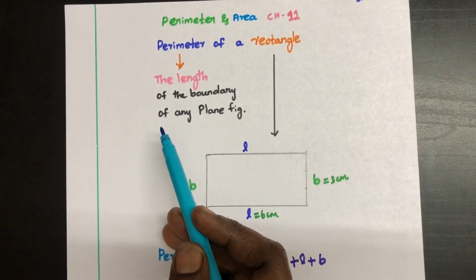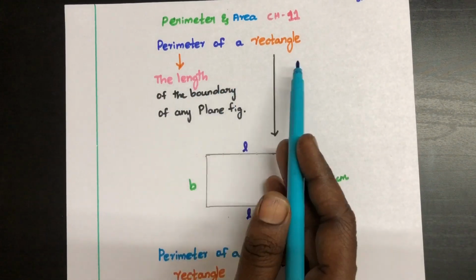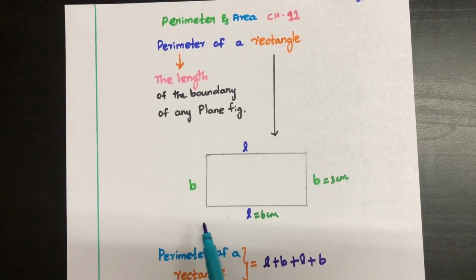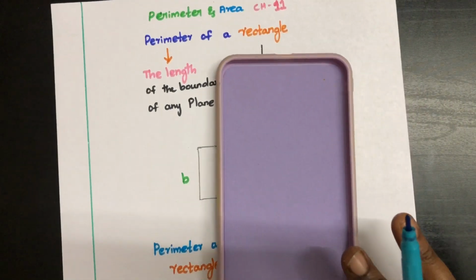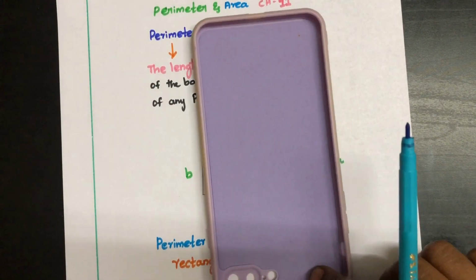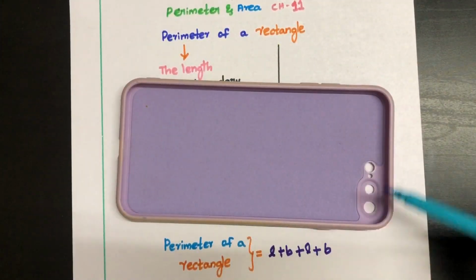First, we are going to learn what is perimeter of a rectangle. First, what is a rectangle? A rectangle is a closed figure made up of 4 line segments with the opposite sides equal. That's all. This is a rectangle, right? See, a phone case is an example of a rectangle. This is rectangular in shape.